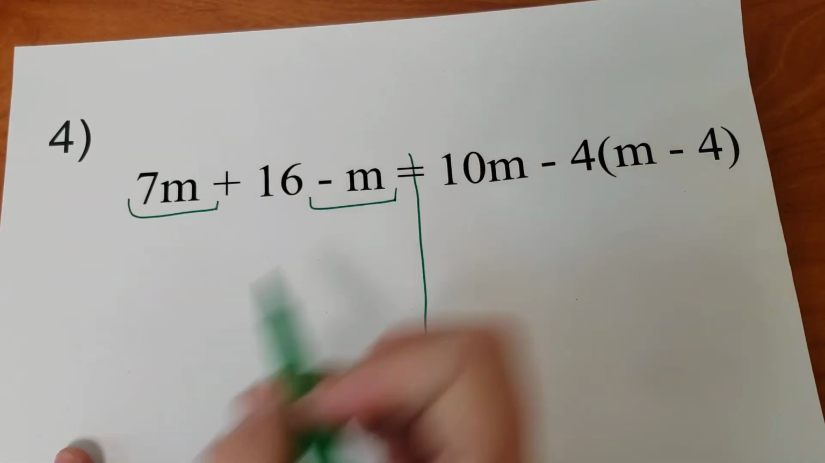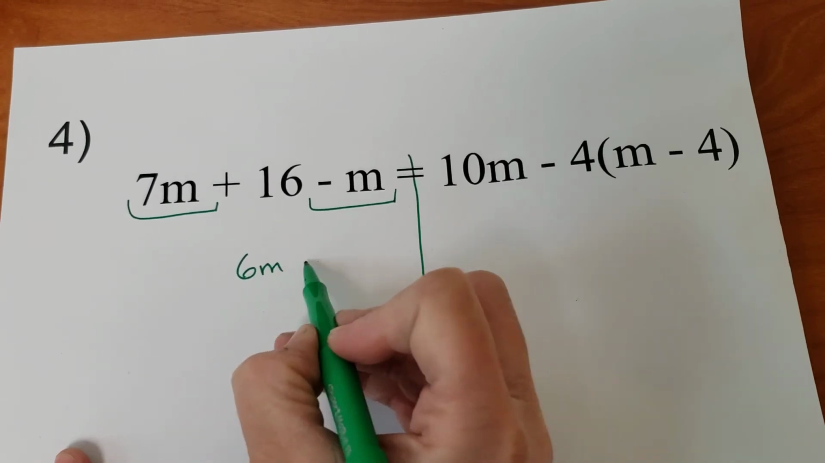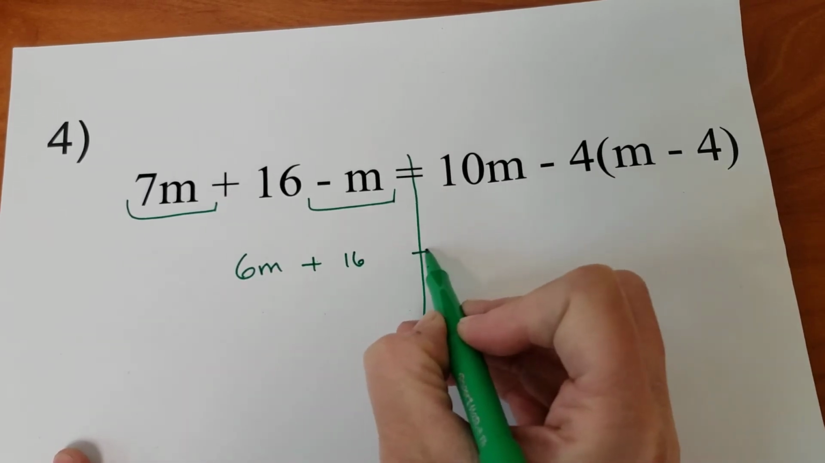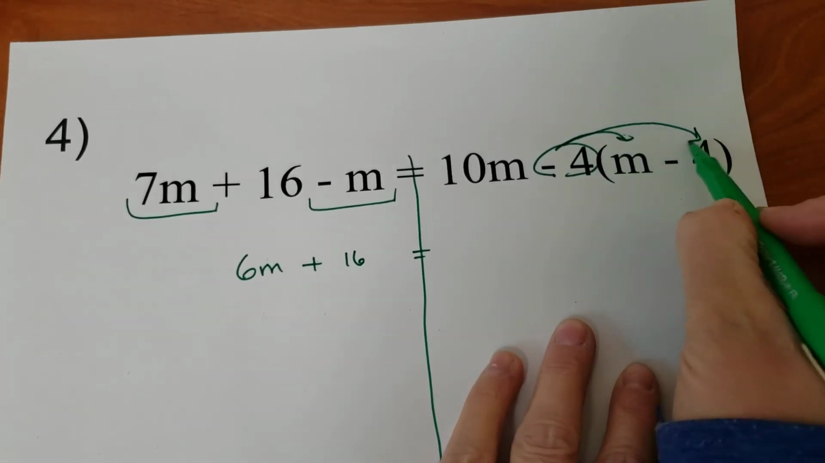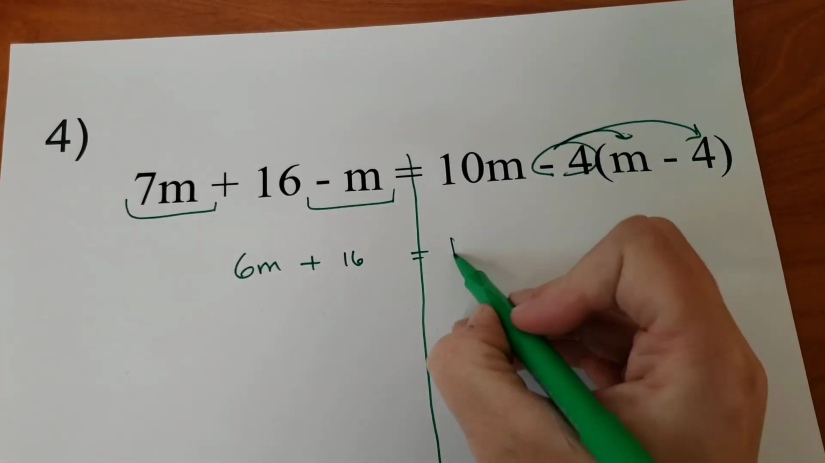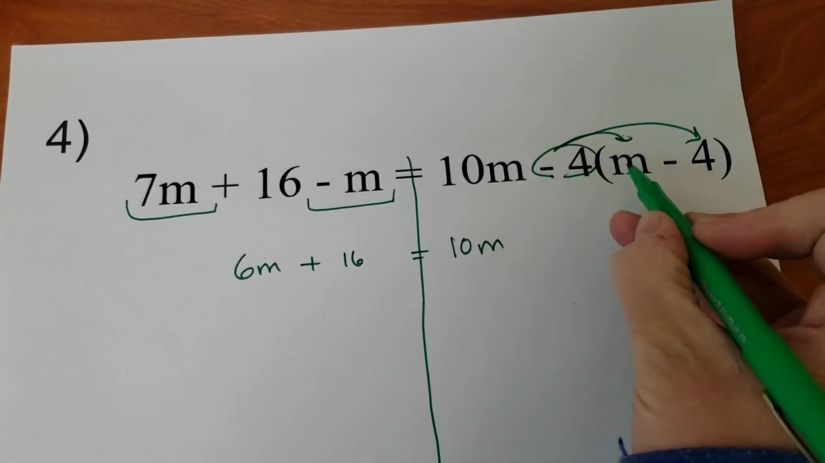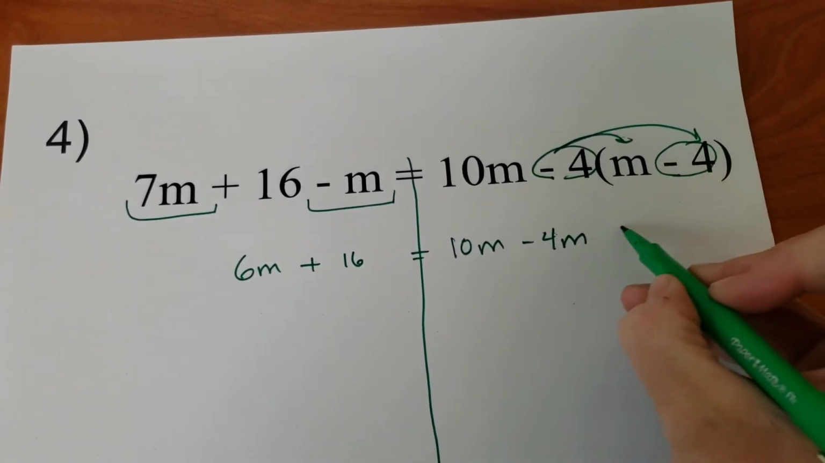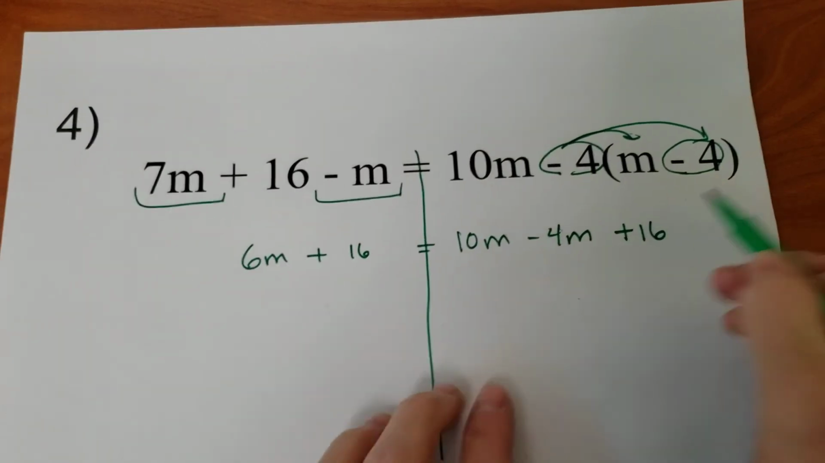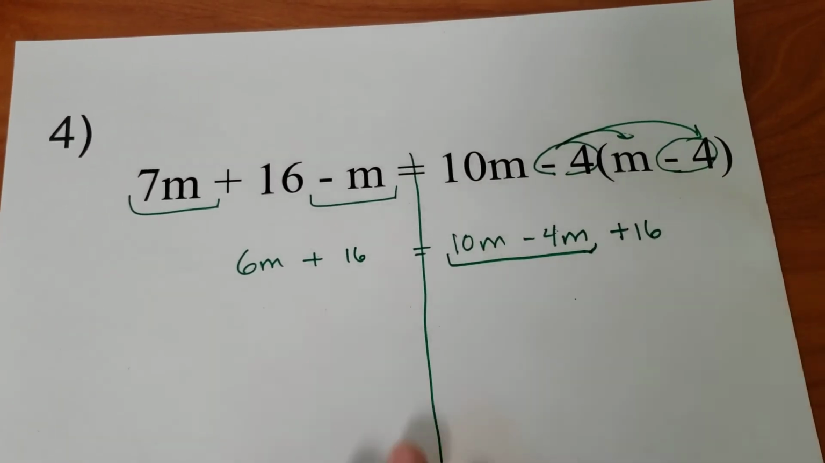7m, take away an m. Bring down the plus 16. Here we're distributing a negative 4. Careful, the negative comes with the 4. Negative 4 times m. Negative 4 times negative 4 is a plus 16. Now I still need to combine like terms on this side.